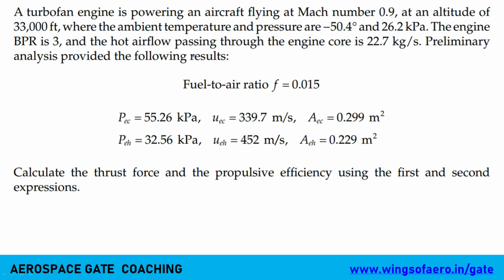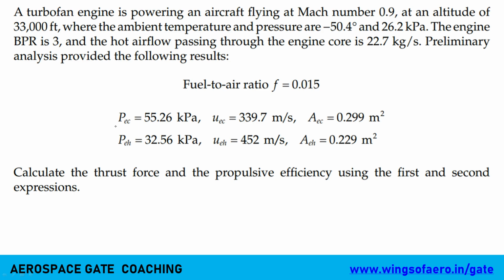A turbofan engine is powering an aircraft flying at Mach number 0.9 at an altitude of 33,000 feet, where ambient temperature and pressure are given. The engine bypass ratio is 3, and hot air passes through the engine core at a given mass flow rate. Preliminary analysis shows that the fuel-to-air ratio, they have given, is f equals 0.015.